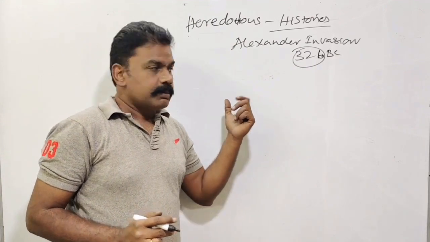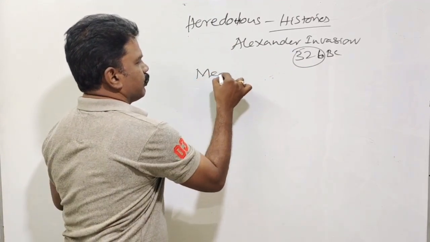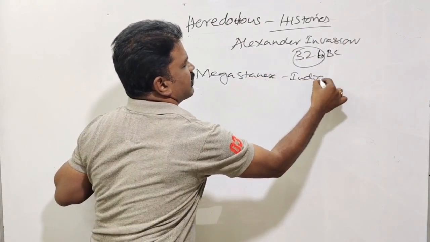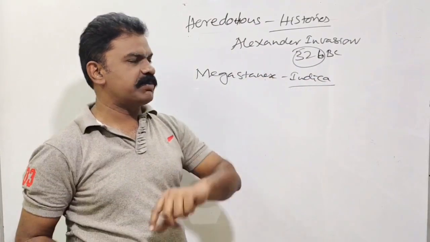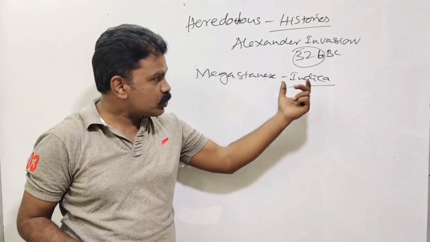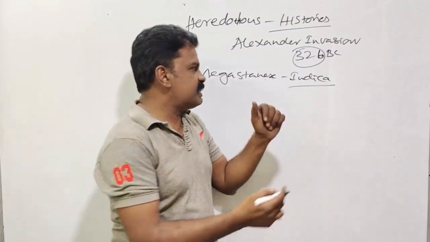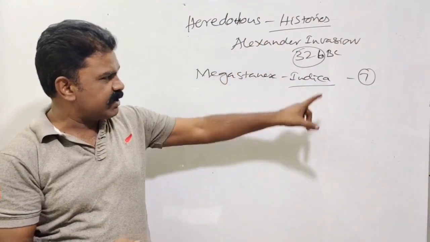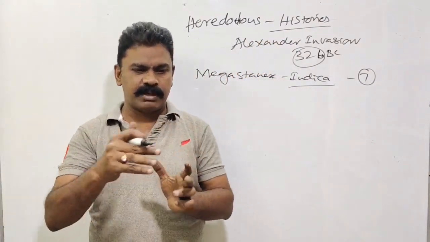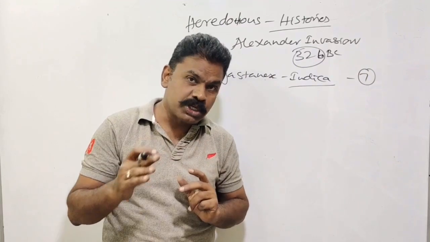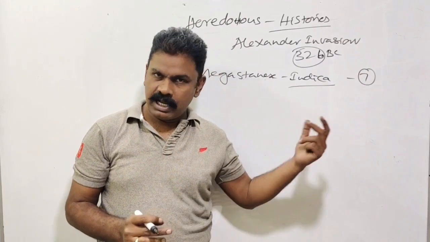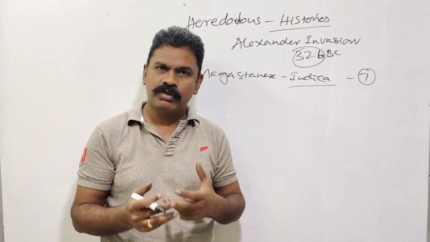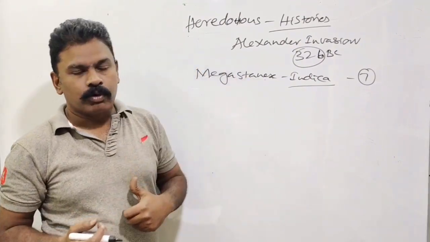Next, after this, Megasthenes wrote Indica. Megasthenes' Indica speaks about the municipal administration of Pataliputra and also the Indian social system. Megasthenes divided Indian society into 7 classes, but most of the 7 classes he divided based on the economic system, not based on the social tradition. And he also said that there was no slavery in India. All these things we know from the Indica book.